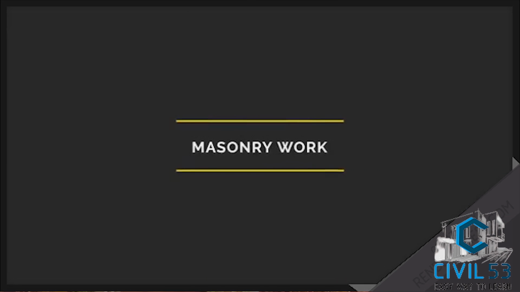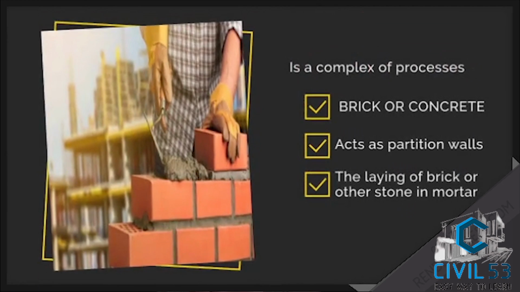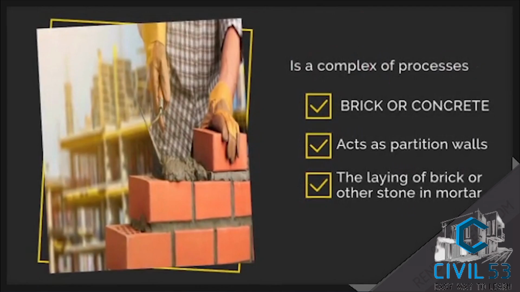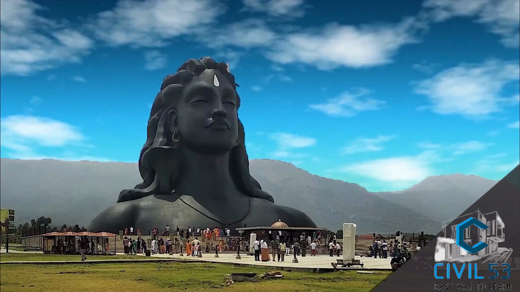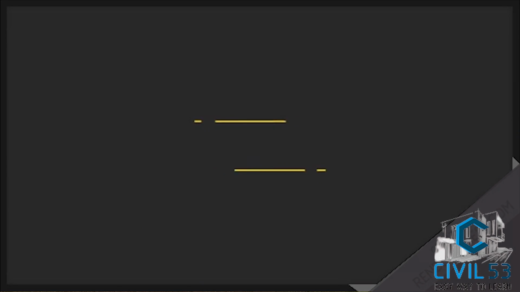Fourth, masonry work. In R.C.C. structure, after casting work of the frame, the next construction practice is brick or concrete block masonry, which acts as partition walls. After masonry work is completed in both R.C.C. and load-bearing structures, the next construction practice is plastering.